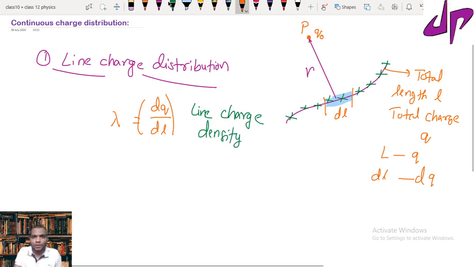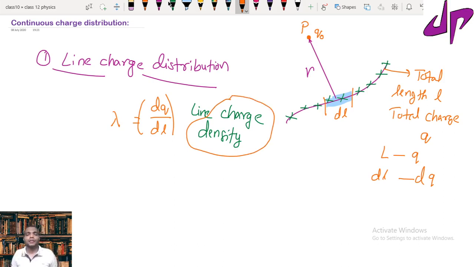So the new term for us is charge density. I hope you know the realistic meaning of density. Whenever we talk about density, at once it comes to our mind, it is mass by volume, if it is a three-dimensional object. But here, precisely, we are calling it charge density. So charge per unit volume if we take a three-dimensional object. But here our object is an infinitely thin object. That's why we call it line charge density.